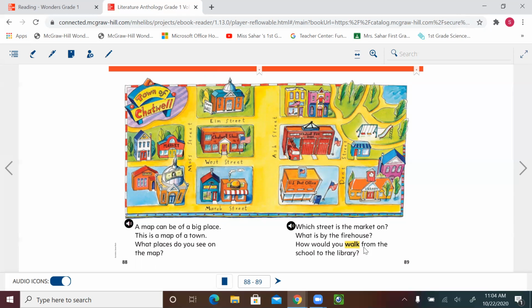Okay, how would you walk from the school to the library? So I look for my school. I look for the library, and I know which street I'm gonna take to reach from the school to the library, which direction. All right, turn the page.